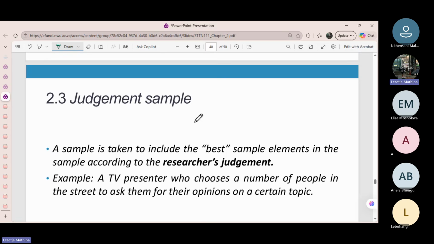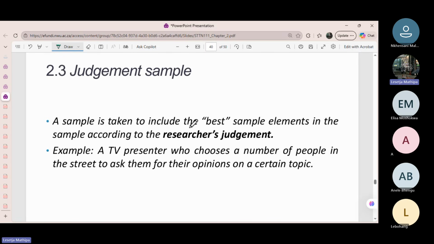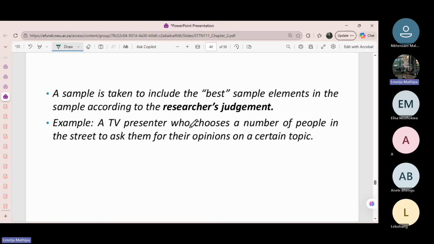Then for judgment sampling, the sample is taken to include what we call the best sample elements, according to the researcher's judgment. For example, a TV presenter who chooses a number of people in the street to ask them for their opinion on a certain topic. You see that it's about the researcher's judgment. So the question is about judgment sampling.